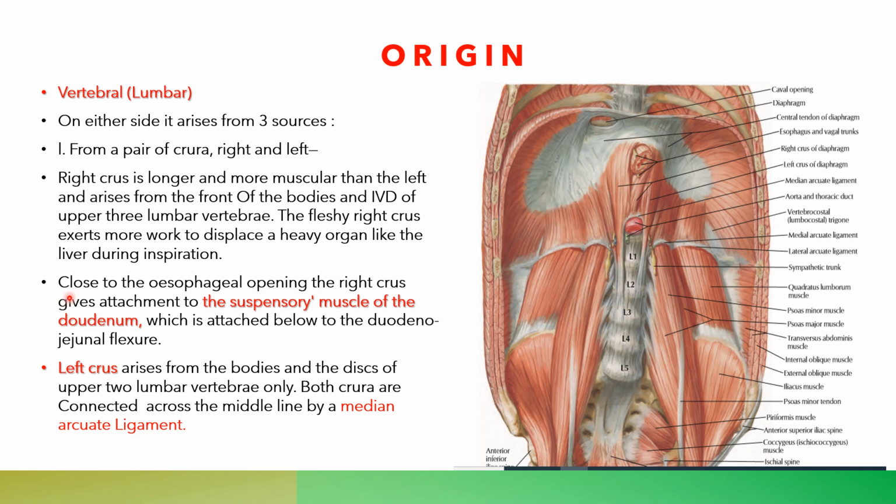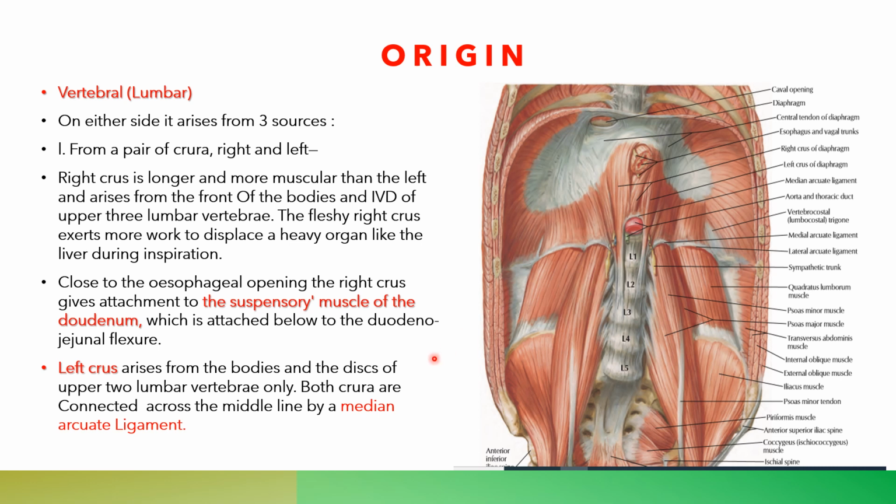Now, close to the esophageal opening of the right crus, you can see here, this is the esophageal opening of the diaphragm. So close to the esophageal opening, the right crus gives attachment to the suspensory muscle of the duodenum. Okay, this I'll show you in the next slide. So close to the esophageal opening, the right crus gives attachment to the suspensory muscle of the duodenum, which is attached below to the duodenojejunal flexure.